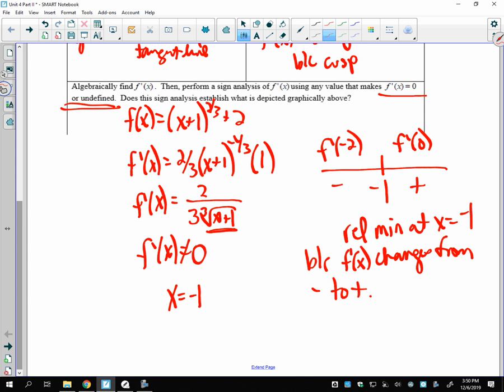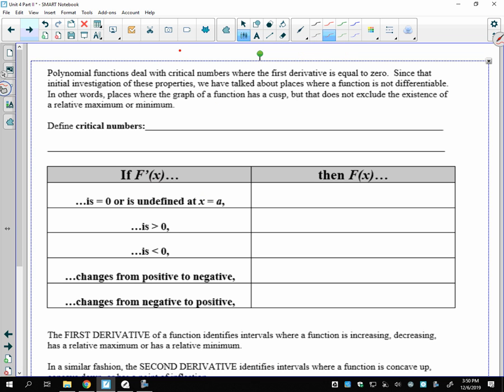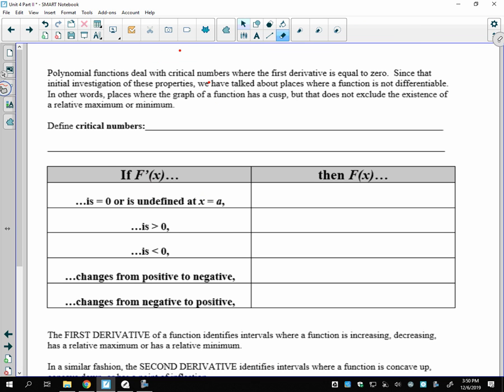So as we've learned about all these other functions now, we have to expand our definition. It says polynomial functions deal with critical numbers where the first derivative is equal to 0. Since that initial investigation, we've talked about places where a function is not differentiable. In other words, where places have a cusp, but that doesn't mean it can't have a max or min at a cusp or a corner, right?